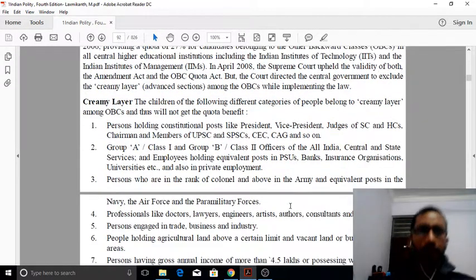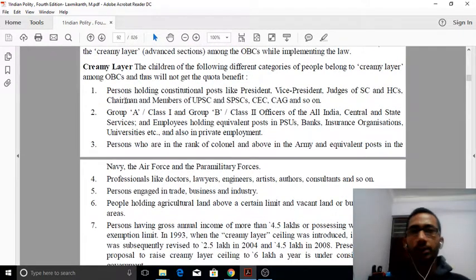So, we need to understand who comes under the creamy layer. Children of the following different categories belong to the creamy layer among OBC, and thus are not allowed to get the quota benefit.